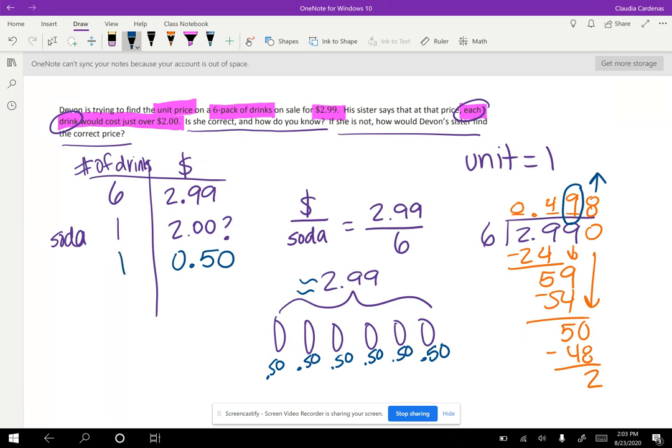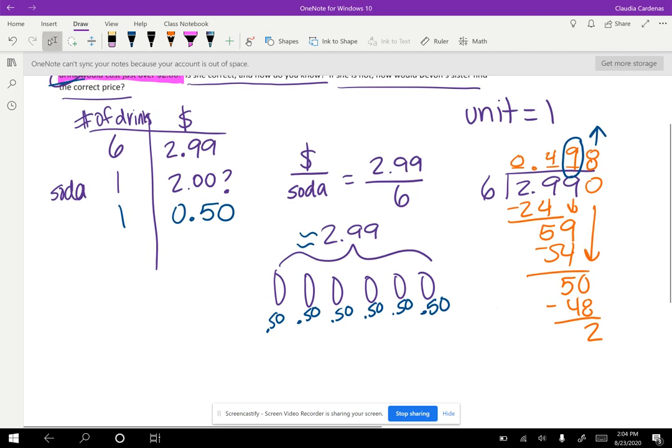Great. So let's look back at the question. Is Devin's sister correct? Nope, she is not. She actually ended up dividing the number of drinks by the cost. So what she did was she switched these around, which is a very common mistake. That's why we have to be very careful to determine what is the unit we are looking for, in this case the soda, before we set up our ratio and then set up our division. So she actually needs to divide the price by the number of drinks. So the cost is approximately 50 cents per drink.